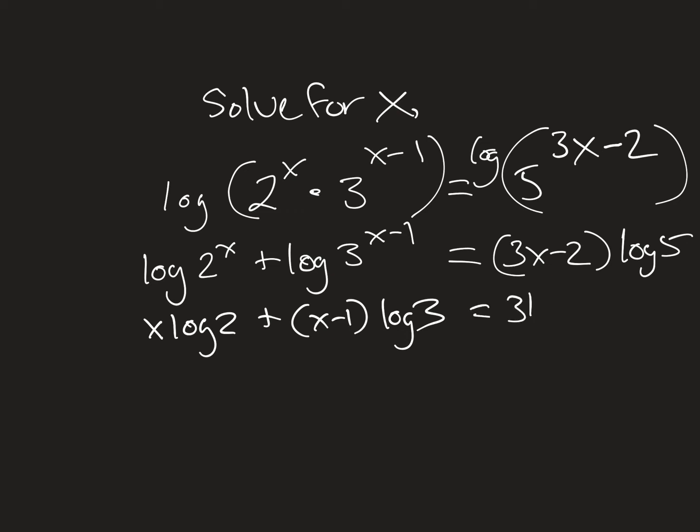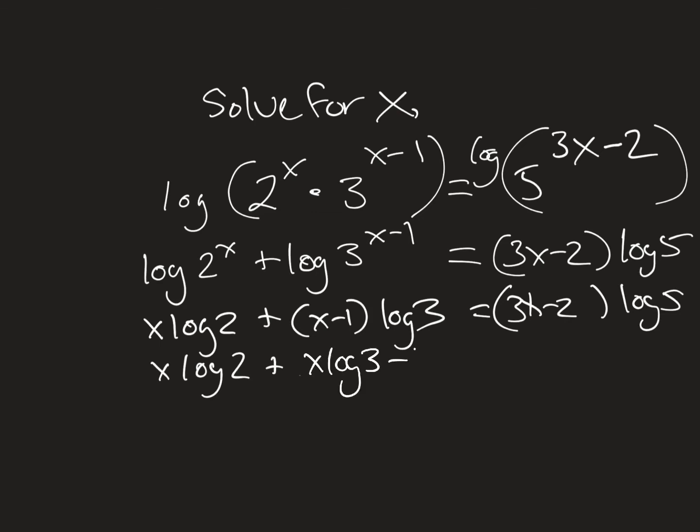Remember the goal here is to solve for x. So I've got to get the x out of those parentheses. I have just logs of numbers here, so like when you have a number outside the parentheses, you would just distribute. Same here. So plus log x, I'm going to put the x out in front so it's not confusing. So plus x log 3 minus log 3 equals 3x log 5 minus 2 log 5.